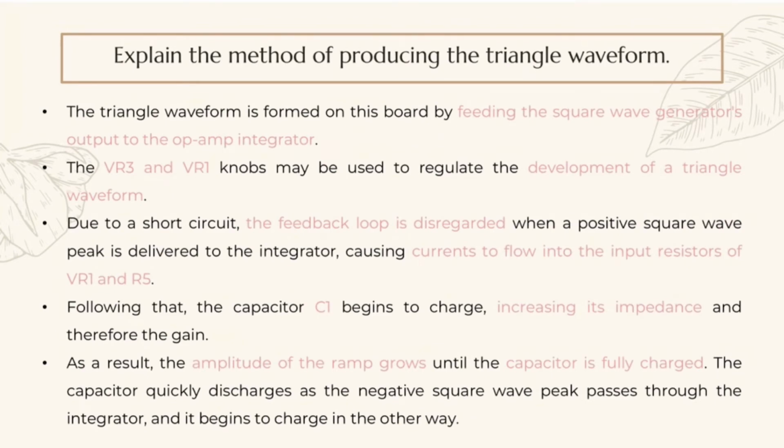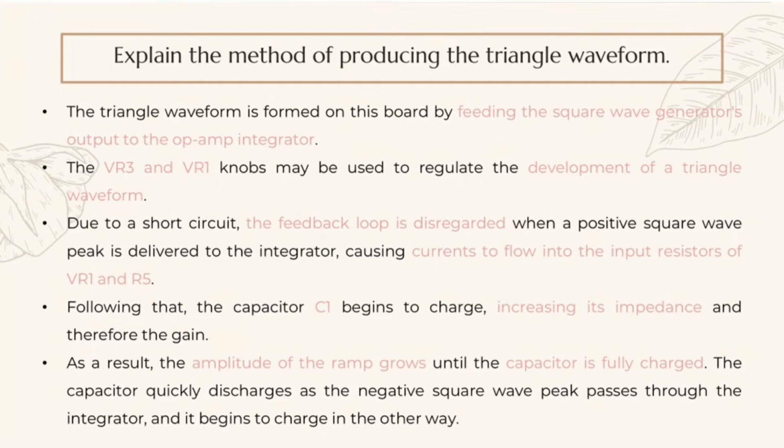The triangle waveform is formed on this board by feeding the square wave generator's output to the op-amp integrator. The R5 and VR1 control the integrator's gain, while the RB and VR3 control the square wave's bandwidth. As a result, the VR3 and VR1 knobs may be used to regulate the development of a triangle waveform.